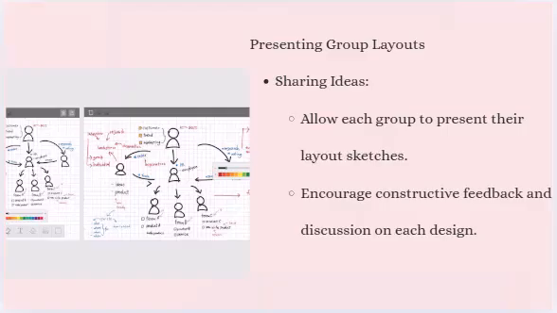Presenting group layouts. After completing your layouts, each group will have the chance to present their sketches to the rest of us. This is a wonderful opportunity for everyone to share their ideas and receive constructive feedback. We encourage open discussion and dialogue about each design, as this will foster a collaborative learning environment.